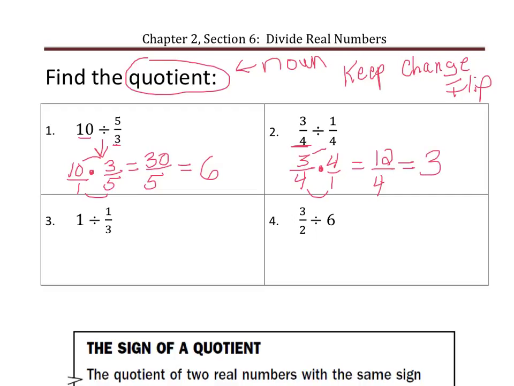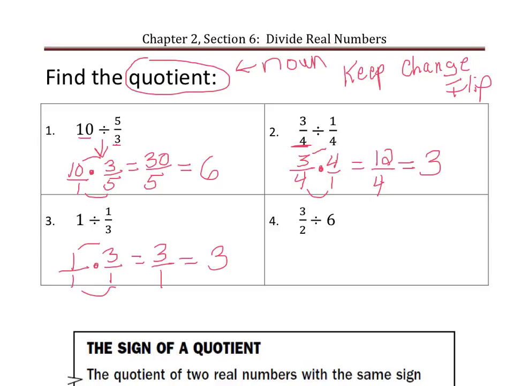Okay, number 3. Keep. 1 stays the same. I'm going to put that over 1. I'm going to change that division to multiplication. And I'm going to take the reciprocal of 1/3, which is 3 over 1. 1 times 3 is 3. 1 times 1 is 1. And 3 over 1 can be simplified to 3.